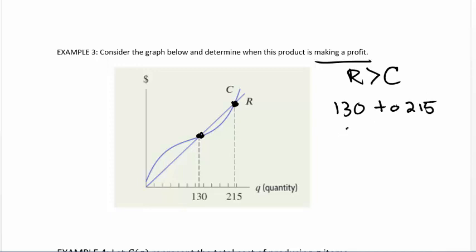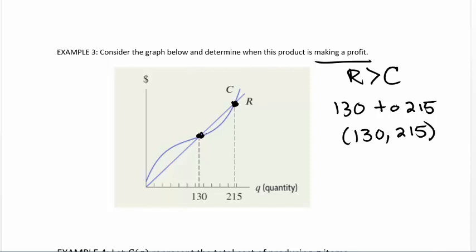If we wanted to use interval notation, we would use open brackets because at 130 and at 215 is when they are equal and therefore the profit would be 0. So that's the interval where we're making a profit. But here we've been talking about marginal analysis, so I want to point out a couple things. This is the area where we want to be as business people. We want to be between 130 and 215.